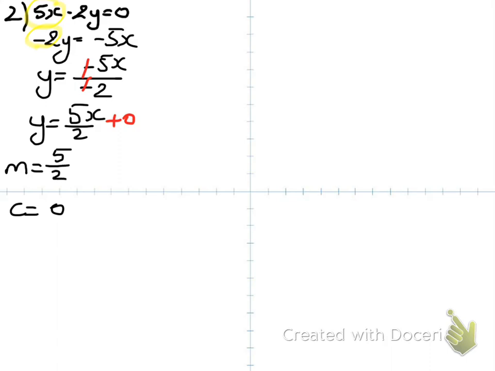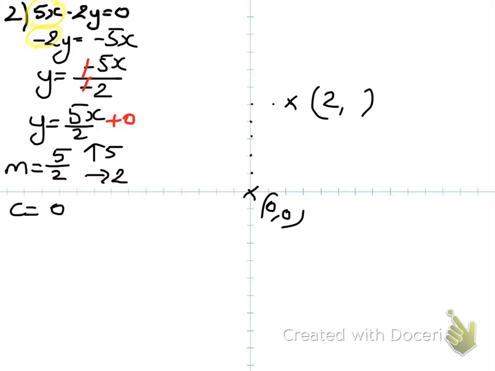I go and plot. Step 1, plot my y-intercept. Well, I know that to be 0, 0, and label it. Step 2, use my gradient to rise 5 and run 2 to find my second point. So from my 0, 0 point, I go 1, 2, 3, 4, 5, across 1, 2, and there is my second point. Again, let me label it first. Now I've come across to 2 and up to 5, and I have my second point.